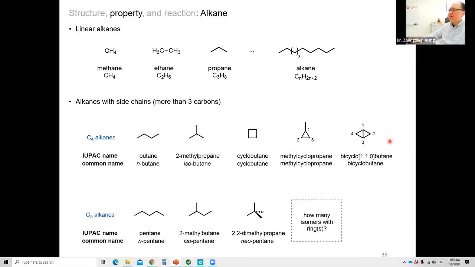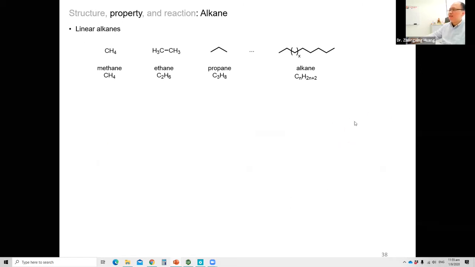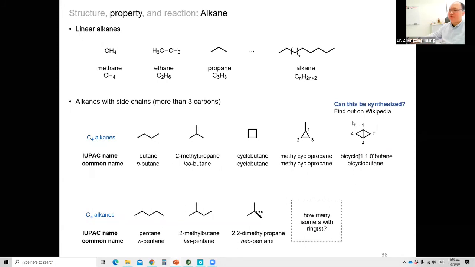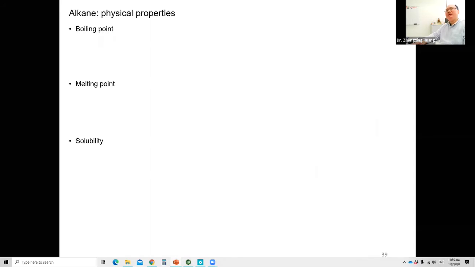And with these particular structures, if you are interested, can this be synthesized? You can just search bicyclobutane and find out on Wikipedia. It's beyond the requirement of this course, but when I read the Wikipedia page of this molecule, it was quite interesting to me. Okay.